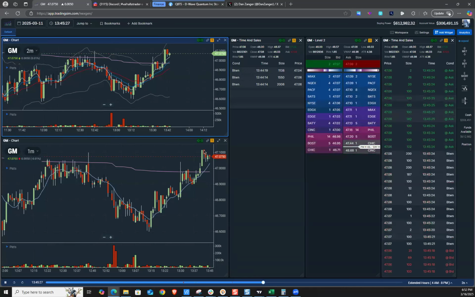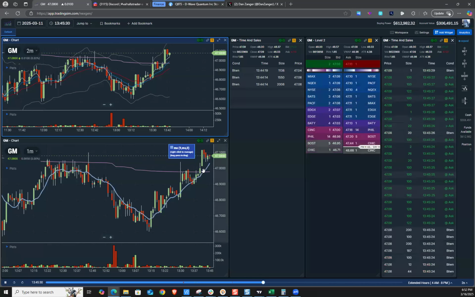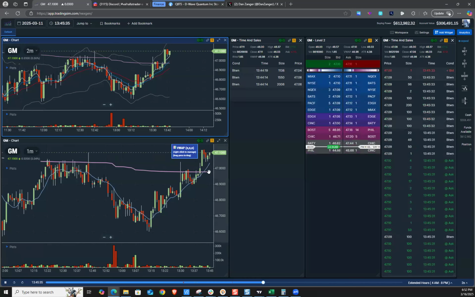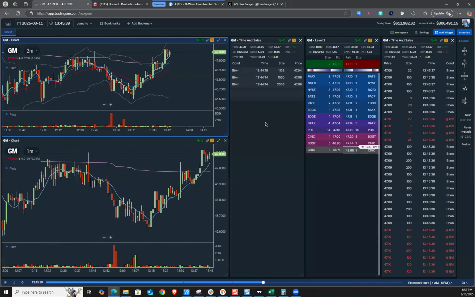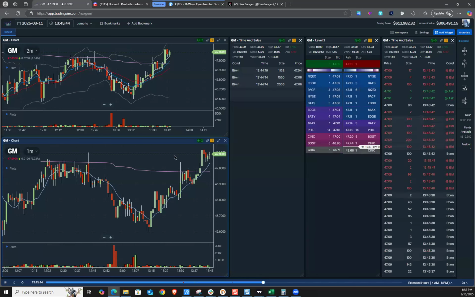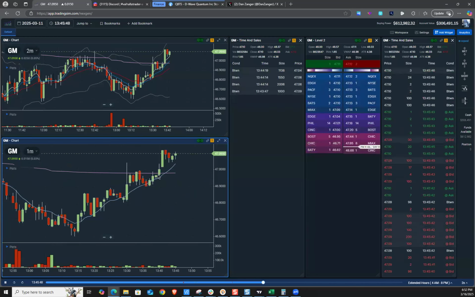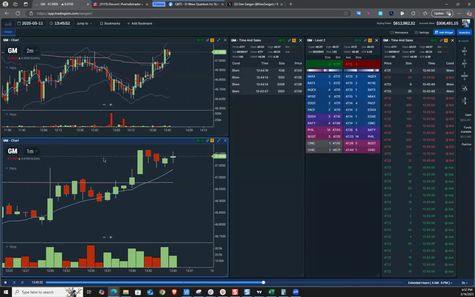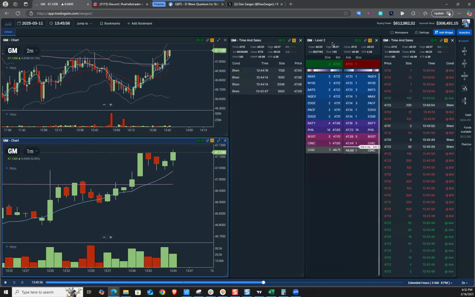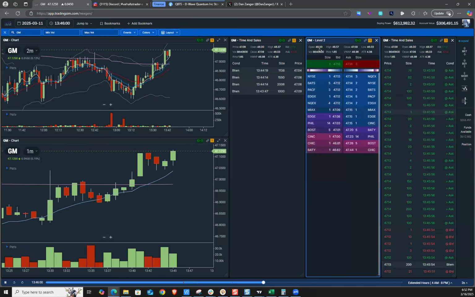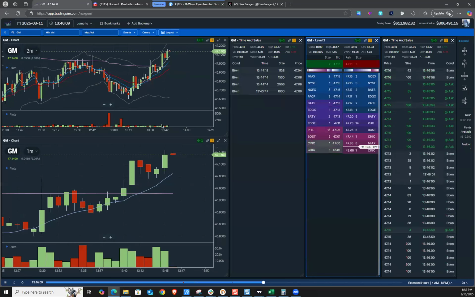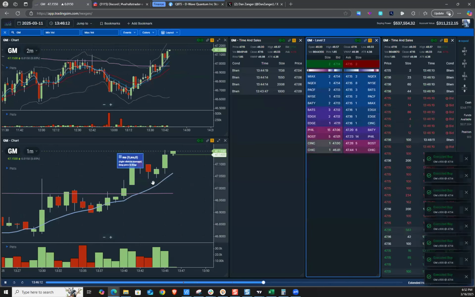Running a little stop right there, maybe even just 47. So it's like 11 cents of risk. There's a little bit of pullback on this level. Again, I don't think this is something I want to go crazy on, but 15 cents of risk, then you've got the FLS trigger.